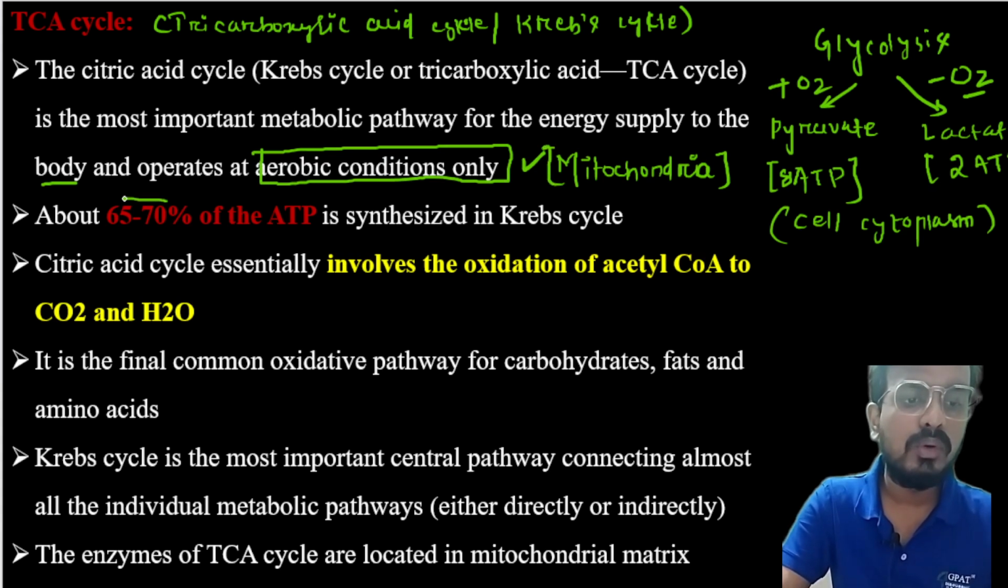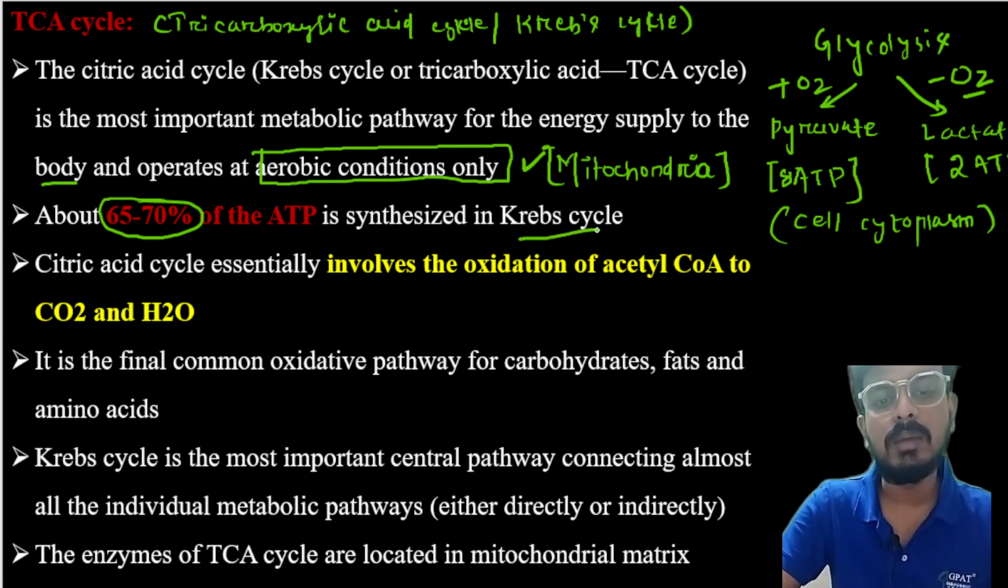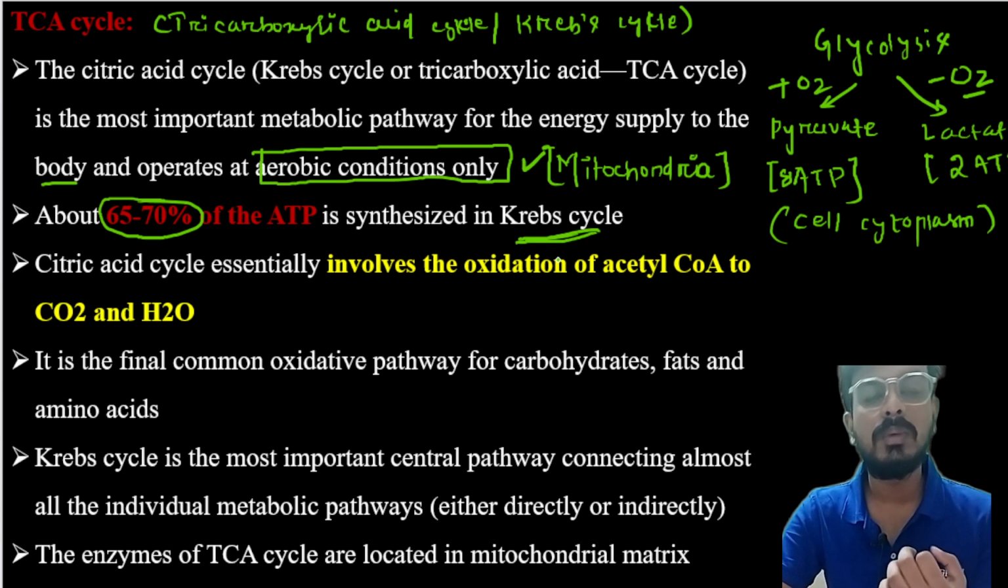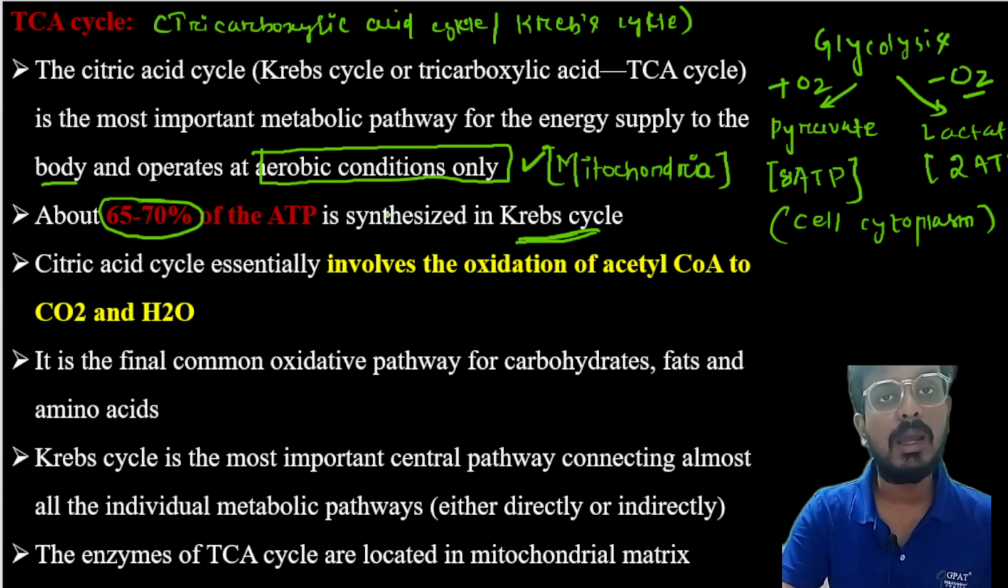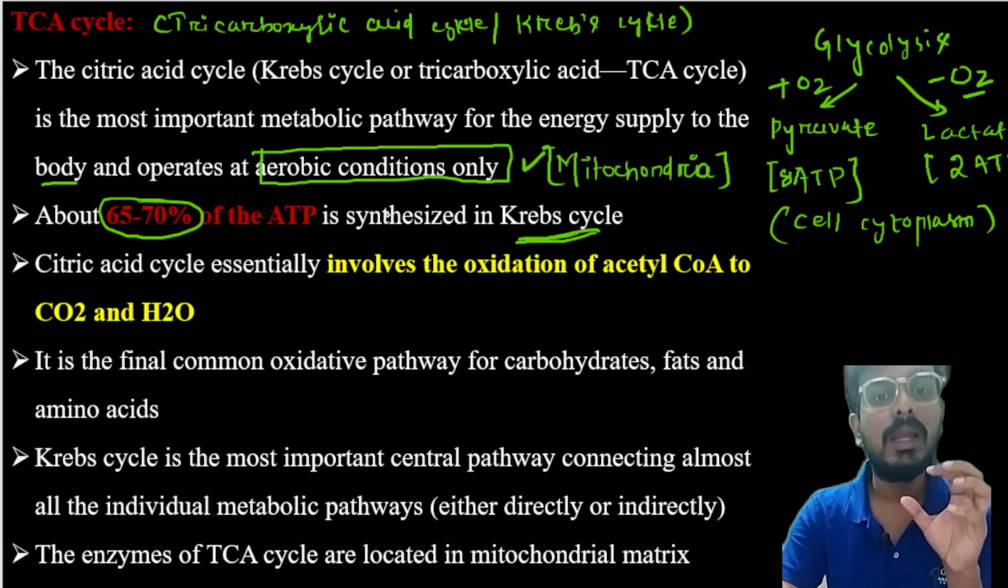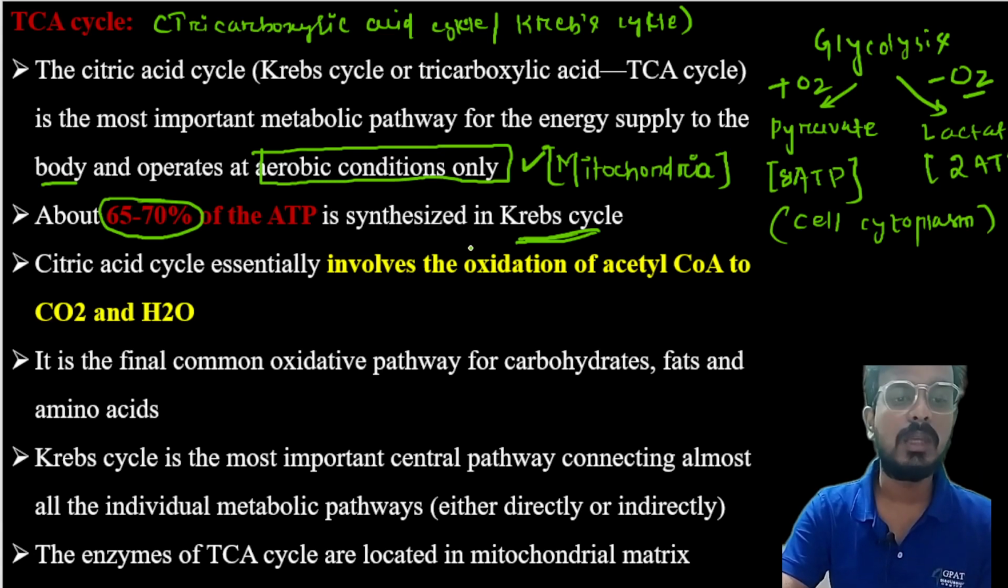Around 60 to 70% of the ATP is synthesized by the Krebs cycle. So you can see the importance of the Krebs cycle from this number. Around 65 to 75% of your total ATP is synthesized by your Krebs cycle.